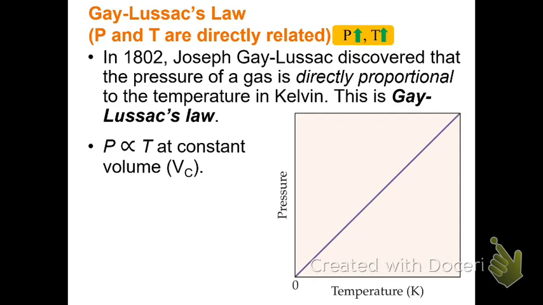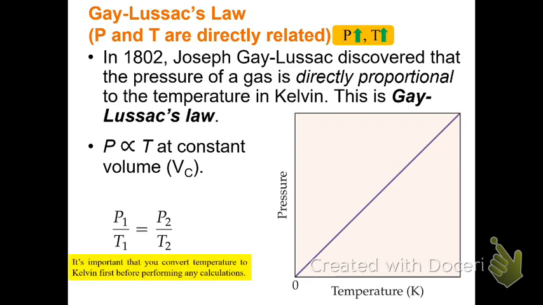All right, and the third law here is Gay-Lussac's law, which basically states that the pressure of the gas is directly proportional to the temperature. So if you were to increase temperature, pressure also increases, and vice versa. And the mathematical relationship is shown here. So initial pressure divided by initial temperature is equivalent to the final pressure divided by final temperature. So again, we're dealing with temperatures here, and so it's important that you convert the units to kelvins first.